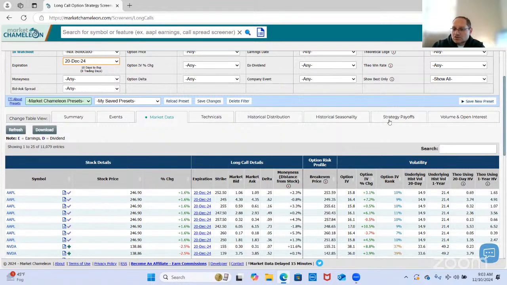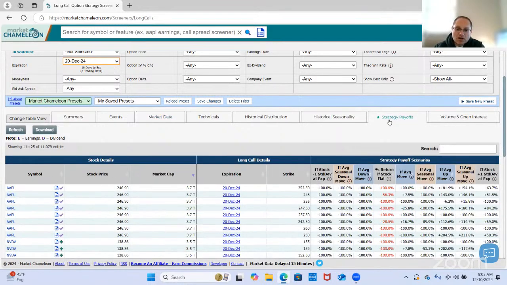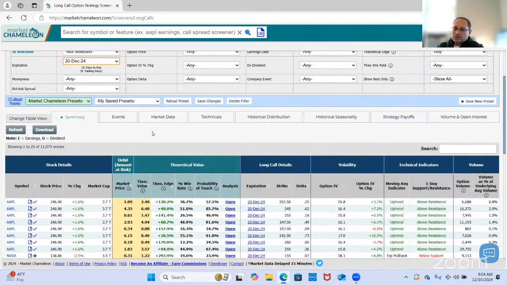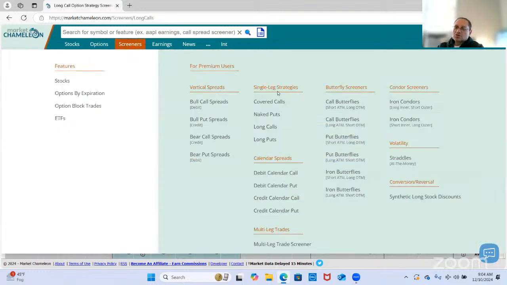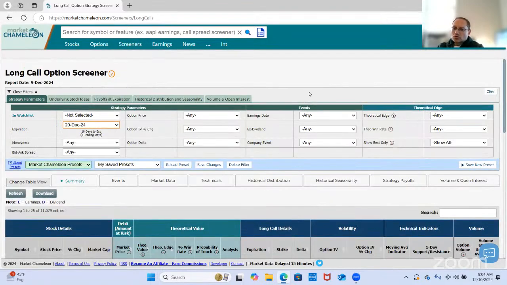We're going to look at the strategy payoff tab today, and we might do a shorter version today just because we do have that other webinar coming up later, and wanted to do some things to prepare for that. So let's just quickly review the long call option screener. If you're looking for it under screeners and you go to the right, you can see right here long calls. You click on it, you will arrive at this page.